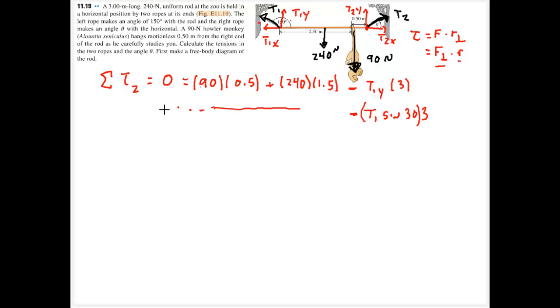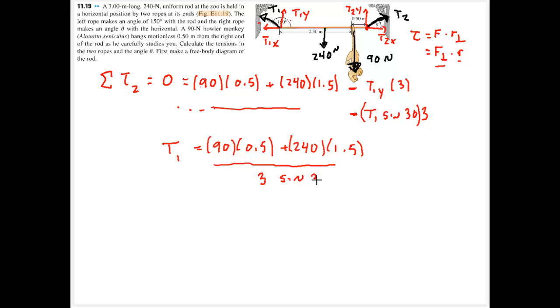I now simply go ahead and solve this for tension 1. So tension 1 is going to be 90 times 0.5, plus 240 multiplied by 1.5. Divide that by 3 sine of 30, and we're going to get tension 1 to be equal to 270 newtons. Now what I can do is write Newton's second law in the x direction, so the forces in the x direction must be equal to 0.